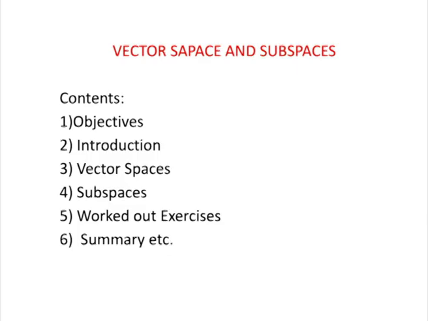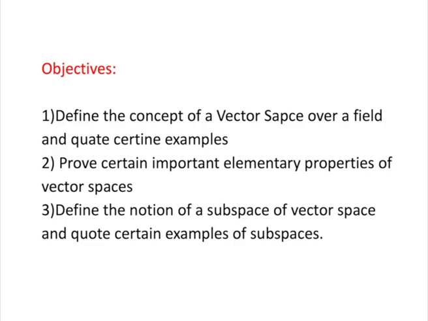Next, objectives: define the concept of a vector space over a field, quote certain examples, prove certain important elementary properties of vector spaces. Third, define the notion of subspaces of vector spaces and quote certain examples of subspaces.